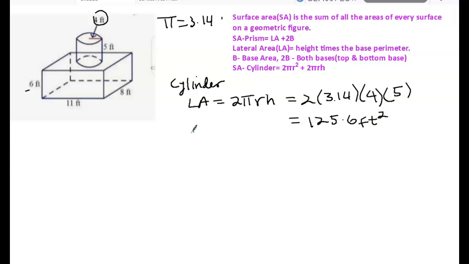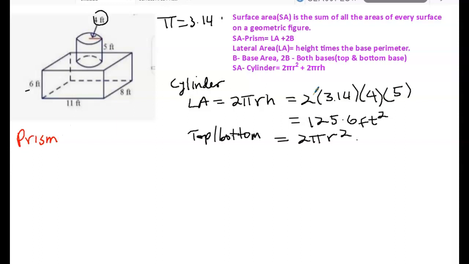When it comes to the top and the bottom of the cylinder, which we were supposed to use 2 pi r squared for, we are holding it on. Later we will talk about that. Now let's look at the prism.